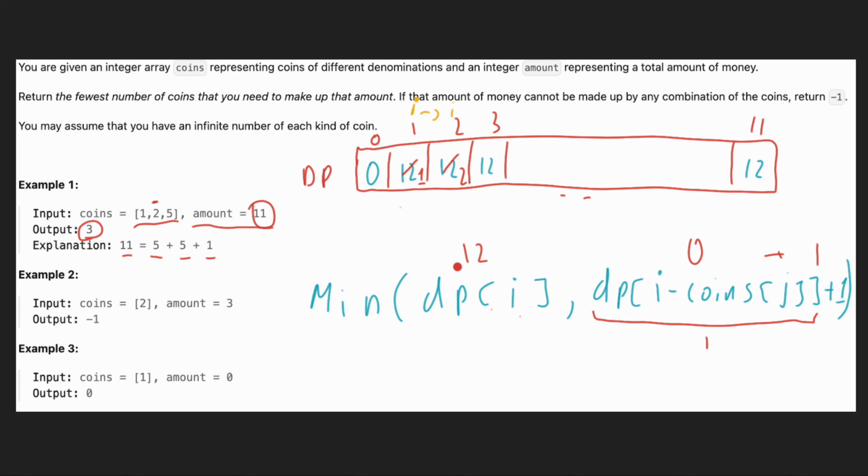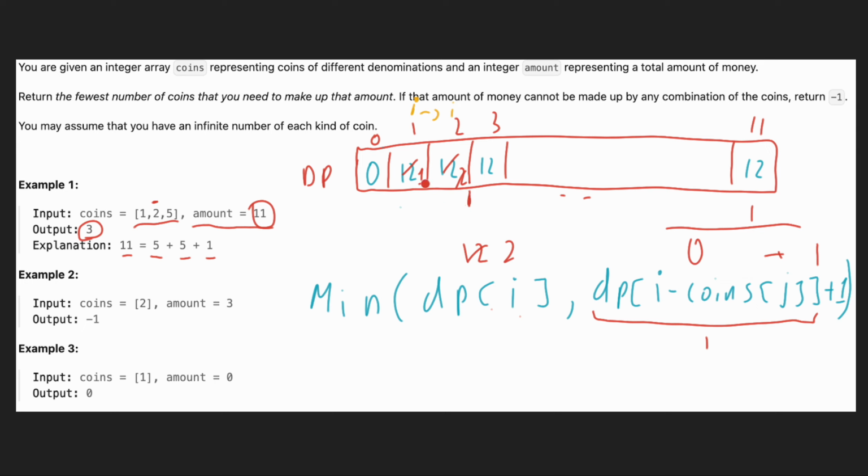At this point, our dp[j] is equal to 2 because we already replaced that, right? And our coins[j] is equal to 2. So 2 minus 2, which means dp[0]. What's the value of dp[0]? The value of dp[0] is 0, and plus 1 gives us 1, right? So the minimum of 2 and 1, we are taking 1 here. So this one is 1 and this one is also 1.